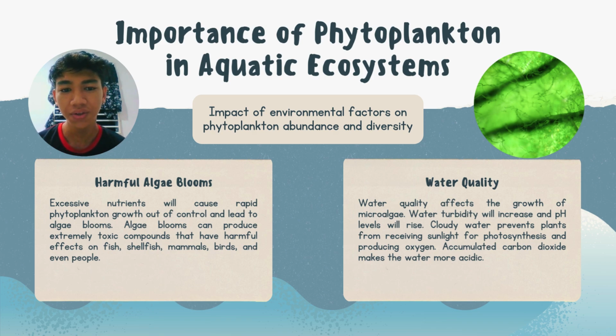Water quality also affects the growth of microalgae and phytoplankton, such as water turbidity and pH. So, water turbidity will increase and pH levels will rise. Cloudy water prevents plants from receiving sunlight for the photosynthesis process and also prevents them from producing oxygen. Accumulated carbon dioxide makes the water more acidic.